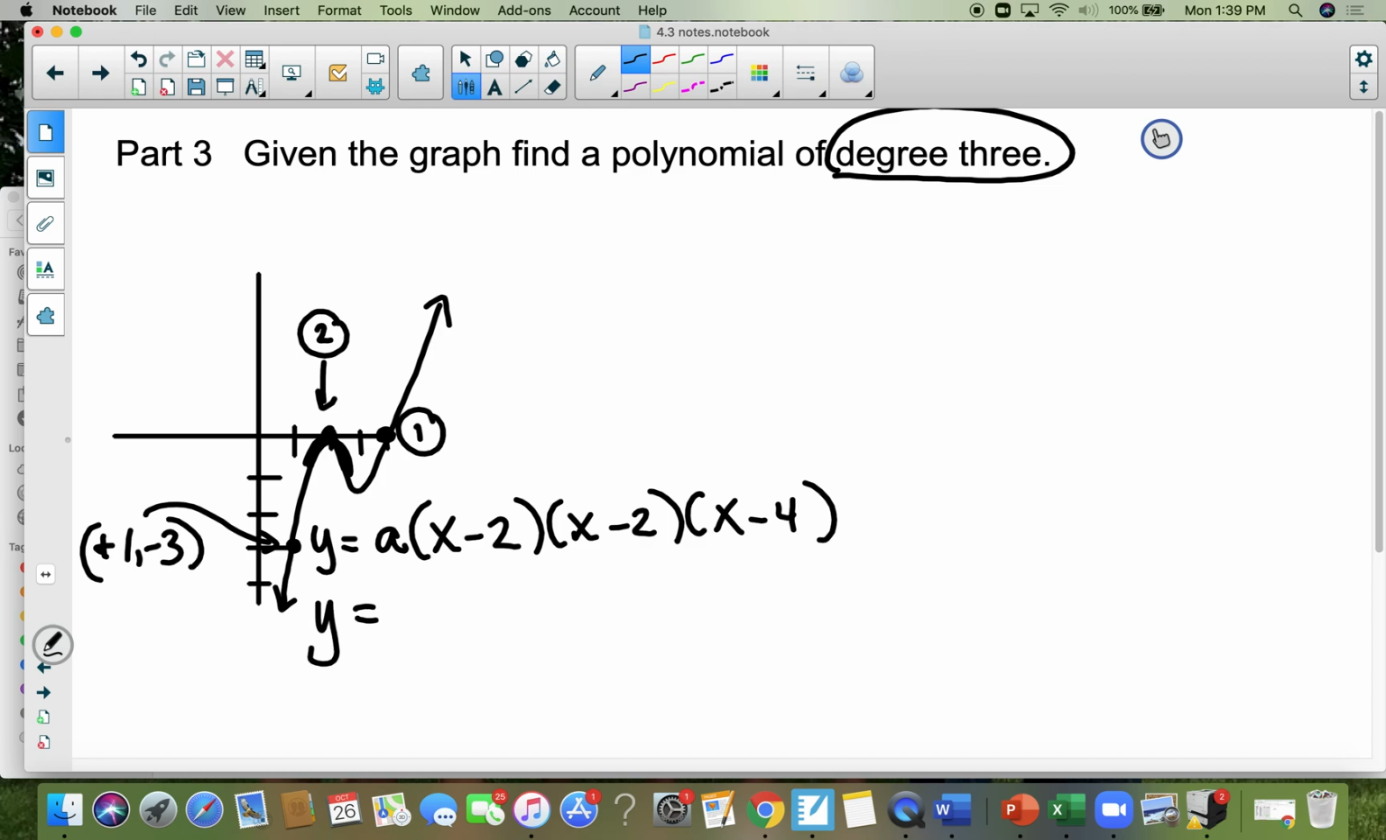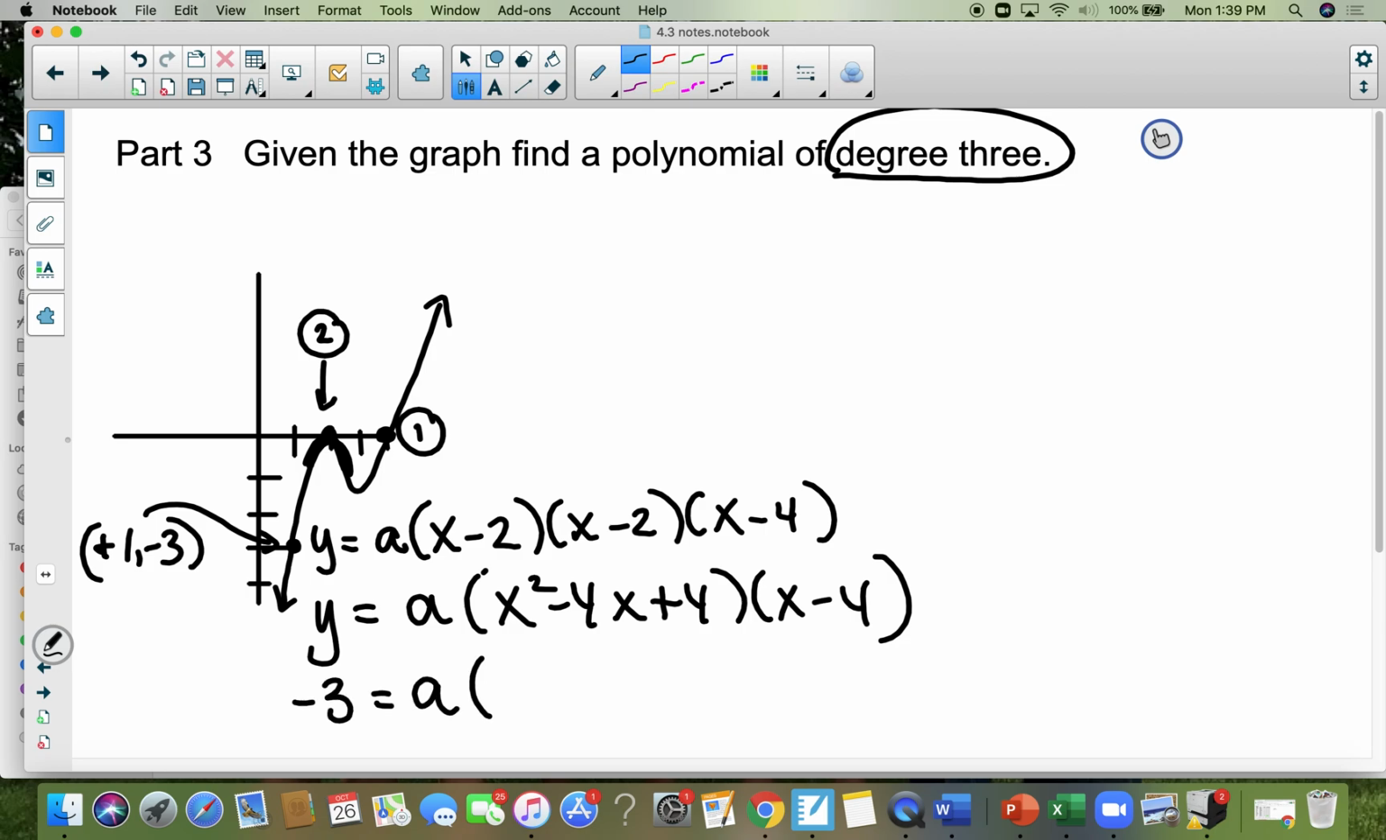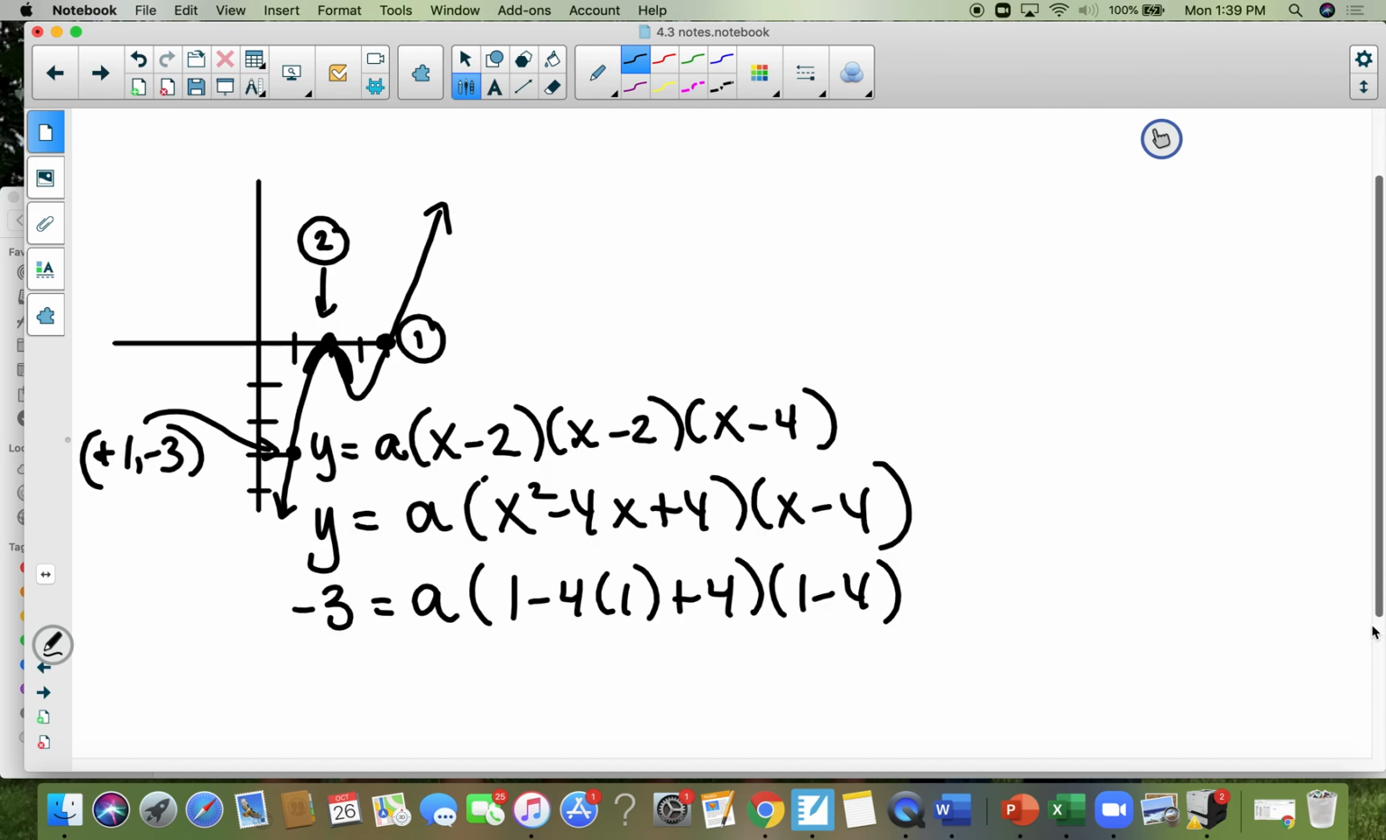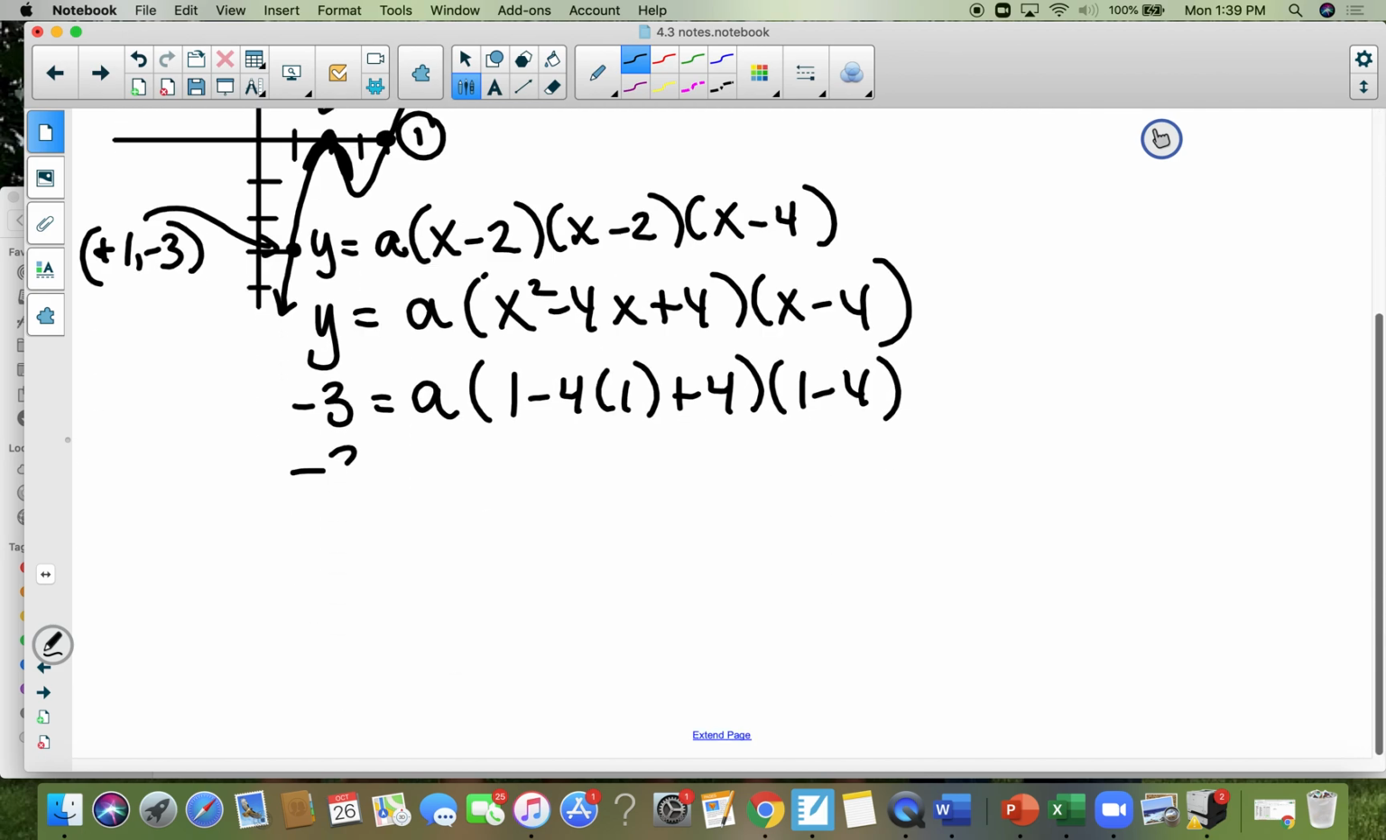So y equals a, x squared minus 4x plus 4 times x minus 4. You know that the y is a negative 3, and the x is 1. Which gives you negative 3 equals a. 1 minus 4 is a negative 3, and a negative 3 plus 4 is 1, and that's going to make a negative 3, which gives you a equals 1 for this problem.